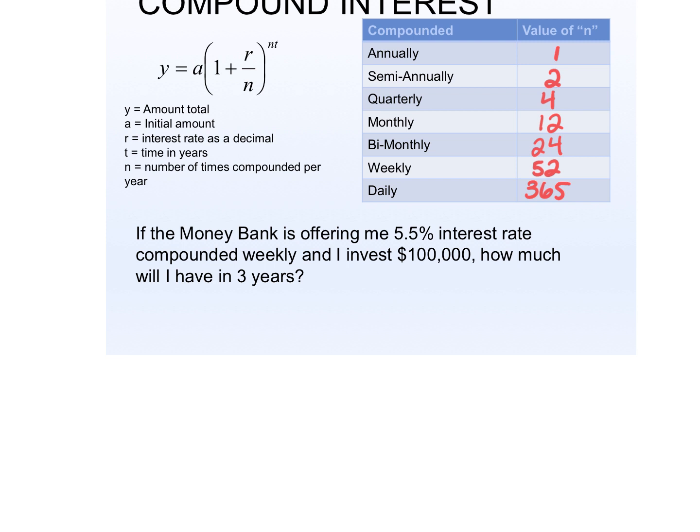Okay, so what we need to do is go through and fill out all of these things. What is our initial value? How much money are we initially putting in? 100,000. Okay. Next thing, what is our rate?